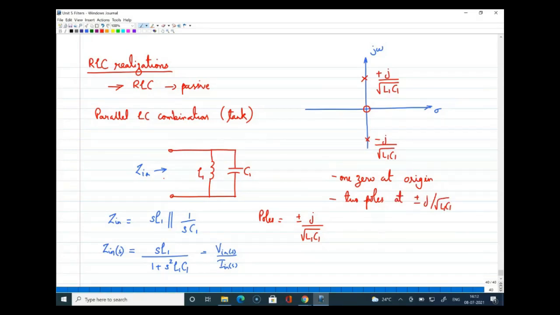From this we can clearly see that if you have an LC combination of this type, this will give oscillations, right? So I just want to stress this point. Whenever you have an L and C connected in parallel, there are two imaginary poles.